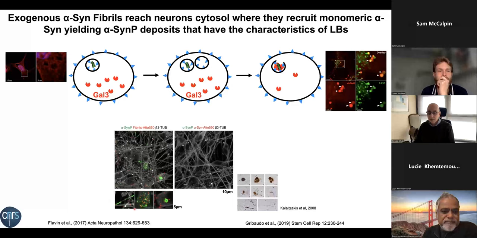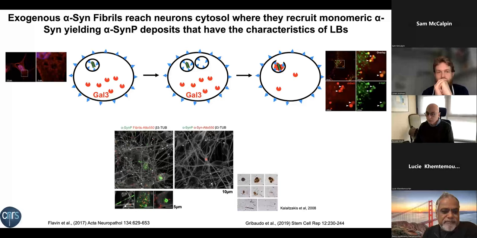And you can see here images of what we observed in human cells. When you expose the same human cells to monomeric alpha-synuclein, you never observe this. The same is true when you expose these cells to oligomeric alpha-synuclein, oligomers that are not fibrillar.